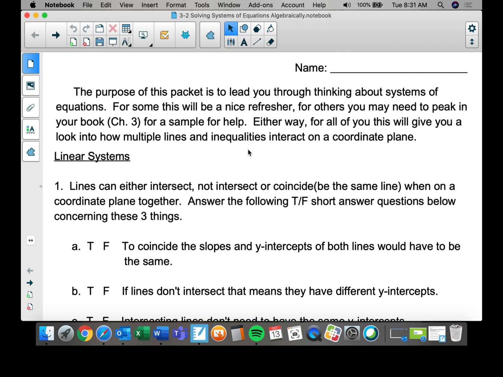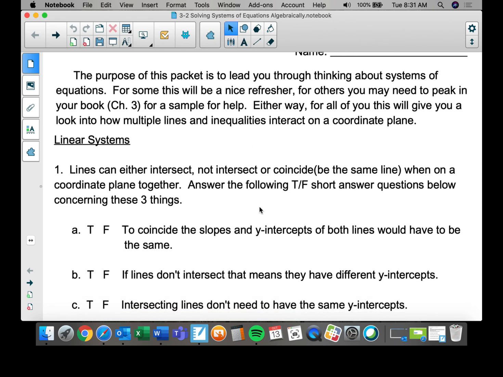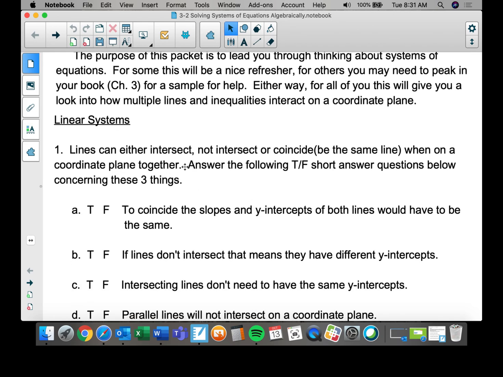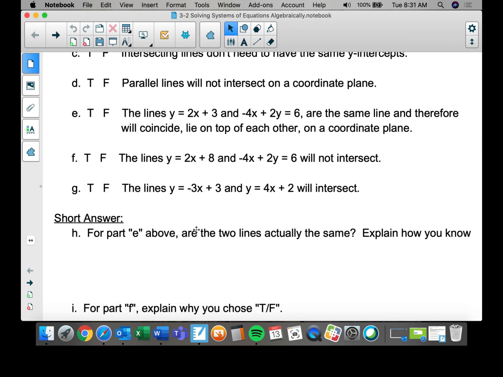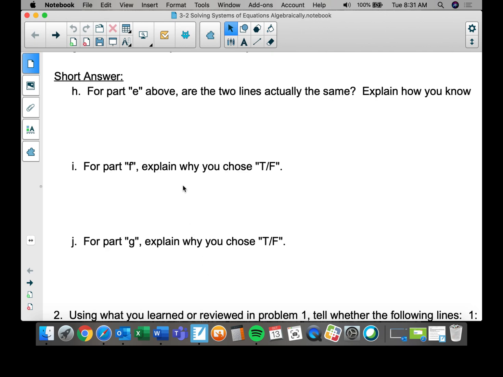If you remember back, you talked about the substitution method. You talked about the elimination method. But basically, what I want you to do is work your way through the packet that I gave you and just try to figure these problems out, okay? Talking about some true-false problems about linear systems. Just work your way through these different problems, okay? There's a couple of short answer questions.